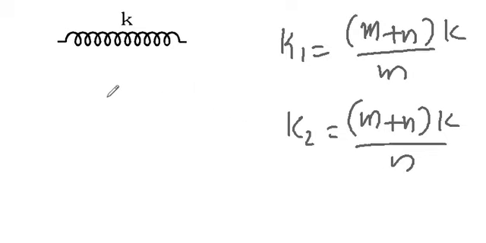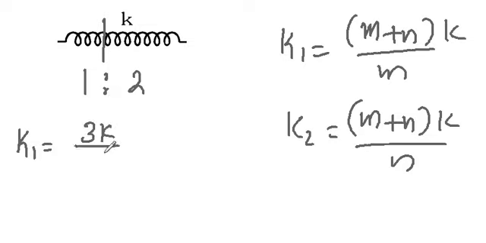Assume that this spring is cut into two pieces in the ratio 1 is to 2. That means a shorter one and a longer one. Then what is the constant of the first one? K1. As per the equation, K1 is (m plus n) into K by m. Here m is equal to 1, n is equal to 2. So 1 plus 2, 3K divided by 1 is the constant of the first one. The constant of the second one will be equal to 3K divided by 2.